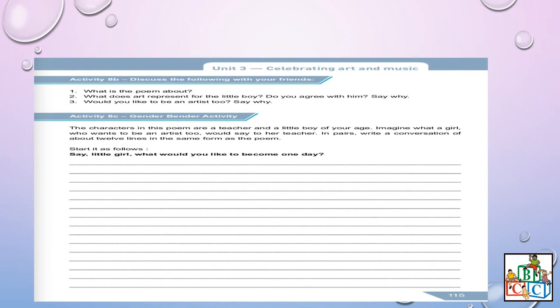Now the text, as you know, is about a little boy, but here you'll have to change, and instead of the boy you're going to add the views, what a girl is going to say. She wants to be an artist too, so what is she going to say? So whatever the teacher is asking to the boy, you can repeat this, but then you'll have to add different ideas about the girl. So this is your homework. Okay, it's not very tough, it is very fun. You are going to imagine, okay, about what a girl is going to say.